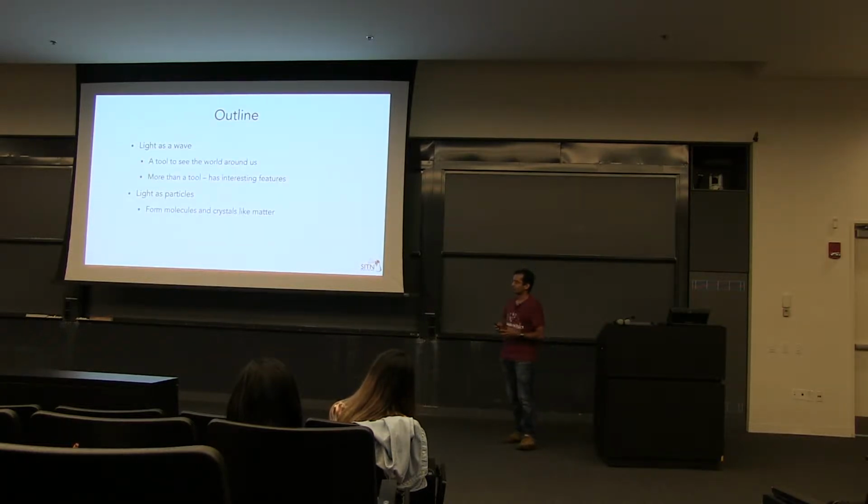So light as a wave is more common, and that's, I think, what most people are familiar with, and that's what lets us see the world around us. But the wave nature of light results in the light beams forming interesting shapes that I will introduce later on. And light as particles are actually not that different from what you would imagine regular particles like atoms behaving, and they can form molecules and crystals, and I can tell you about how that happens.